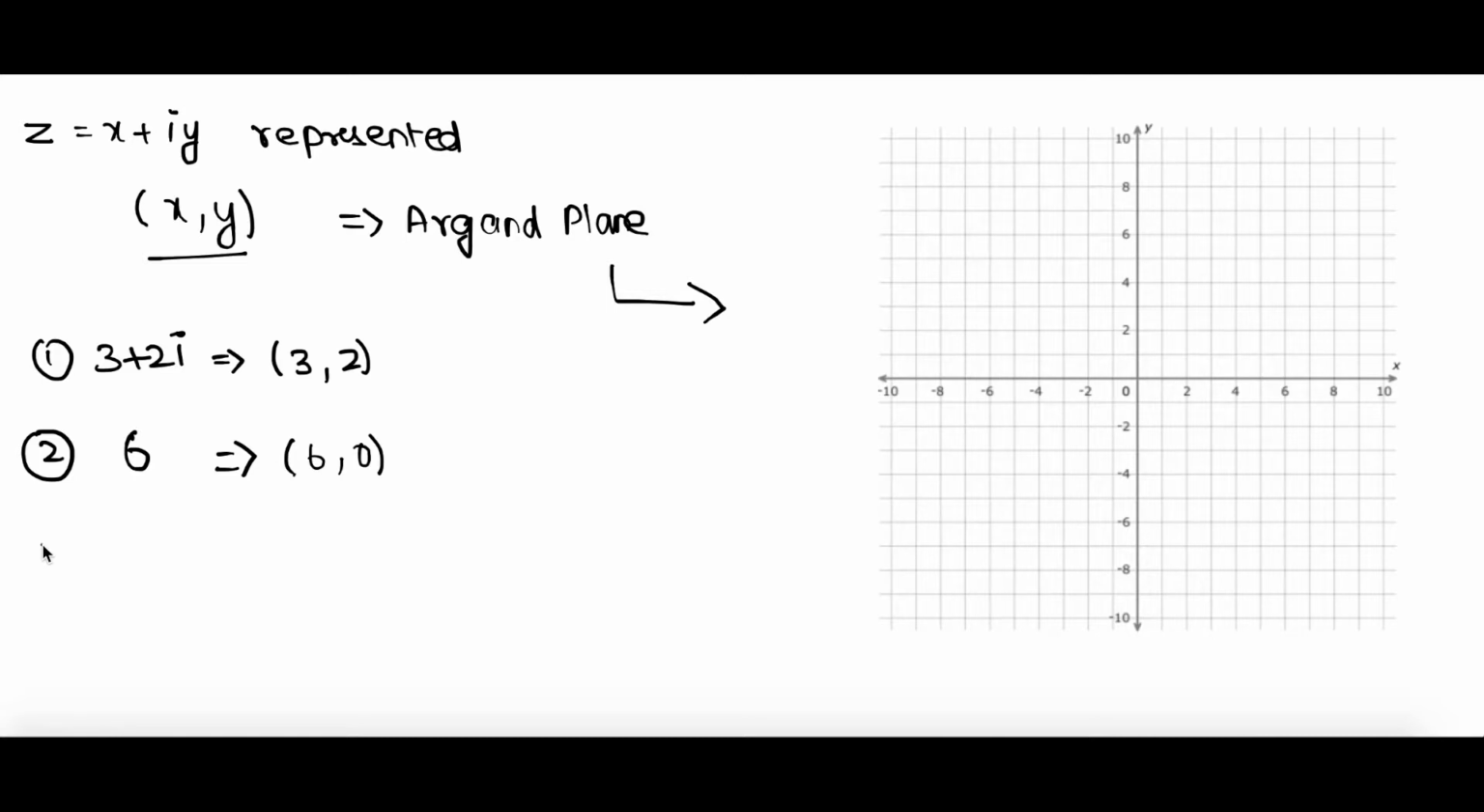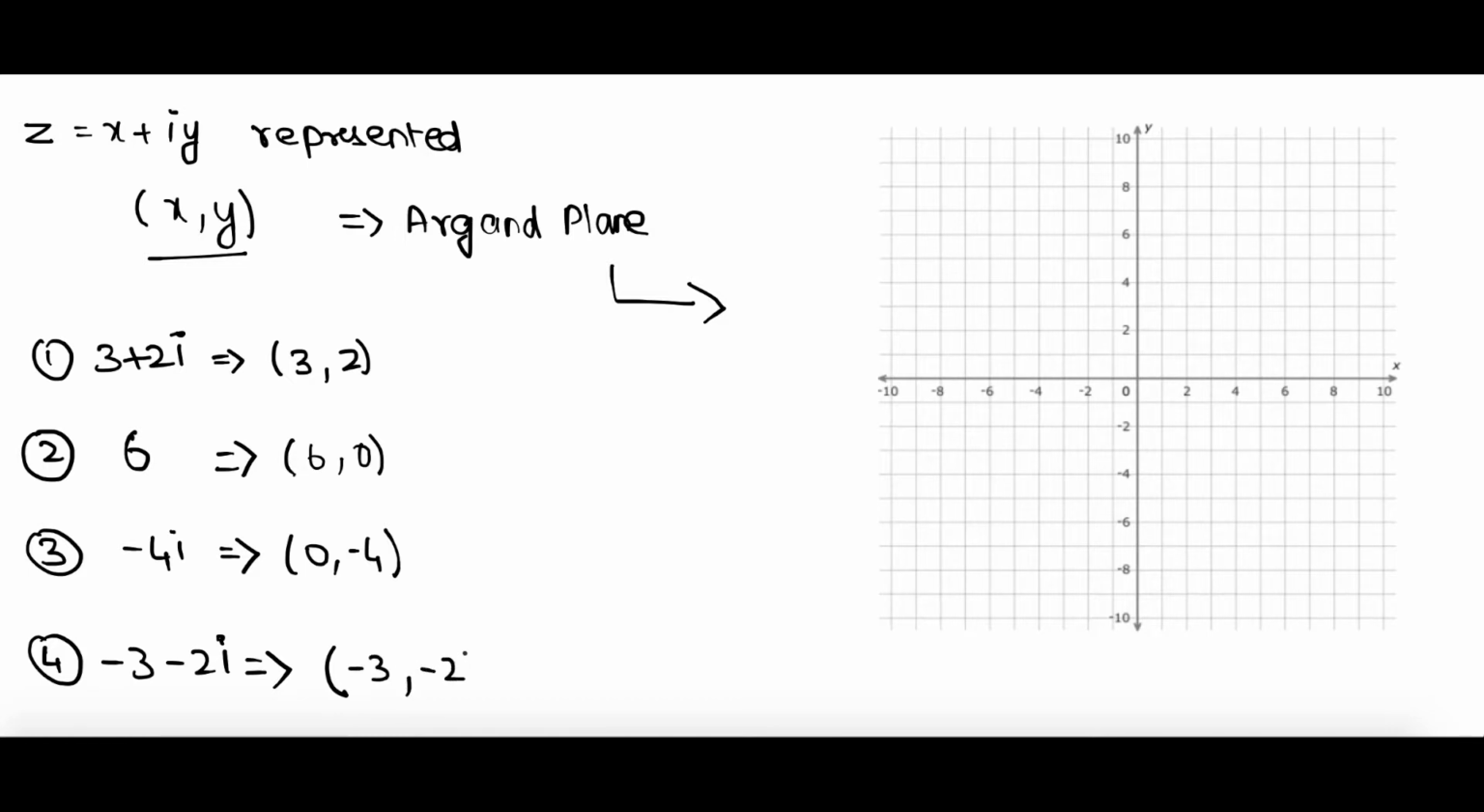Now let us look into another example: minus 4i. In this, the real part is missing, so I am going to write it as 0 comma minus 4. Okay, so let us plot these values in the graph. We'll take another example before that: minus 3 minus 2i. The real part we are going to write as minus 3 and the imaginary part as minus 2. Let us plot them in the graph for our understanding.